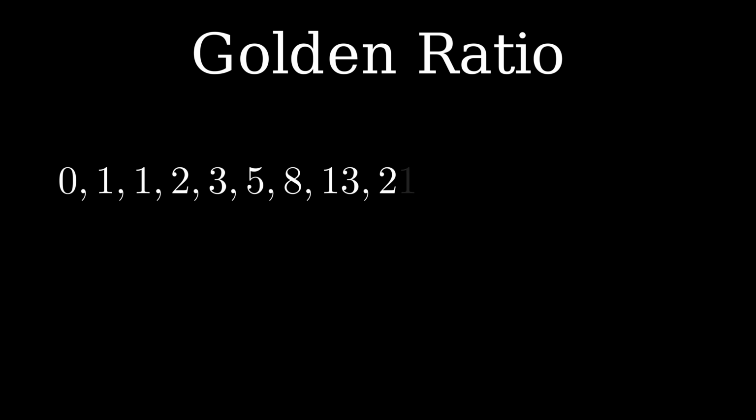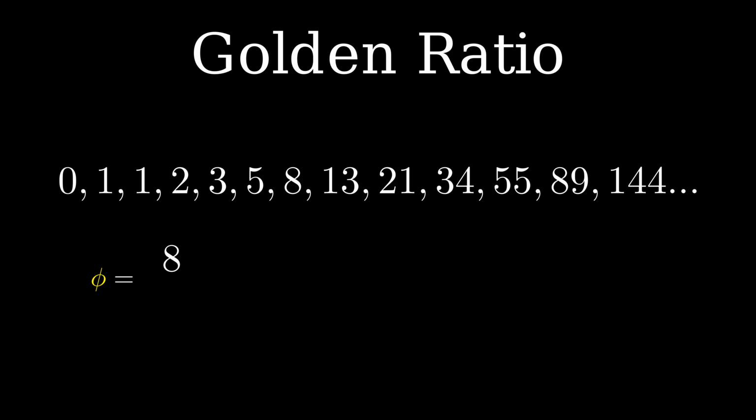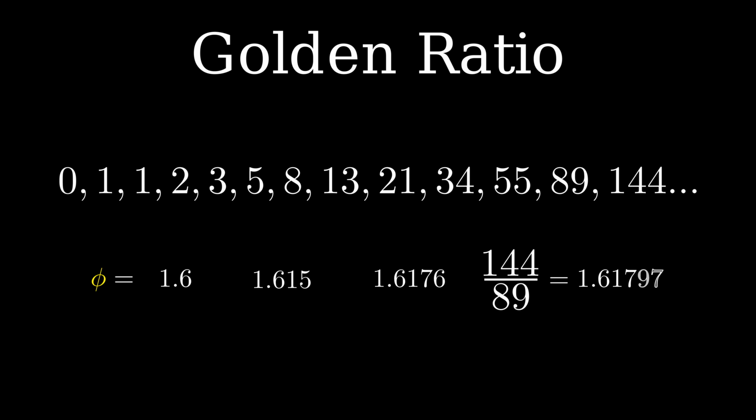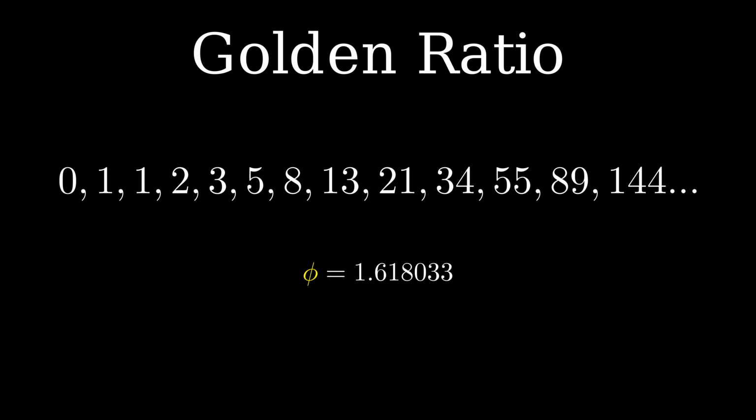Speaking of the golden spiral, the golden ratio plays a significant role here. It can be calculated by dividing a Fibonacci number by its previous number in the sequence. As we go further into the sequence, the ratios between successive Fibonacci numbers converge toward the golden ratio. It is approximately equal to 1.618 and gets often denoted by the Greek letter phi. It's a mathematical constant that has fascinated mathematicians, artists, and scientists for centuries.